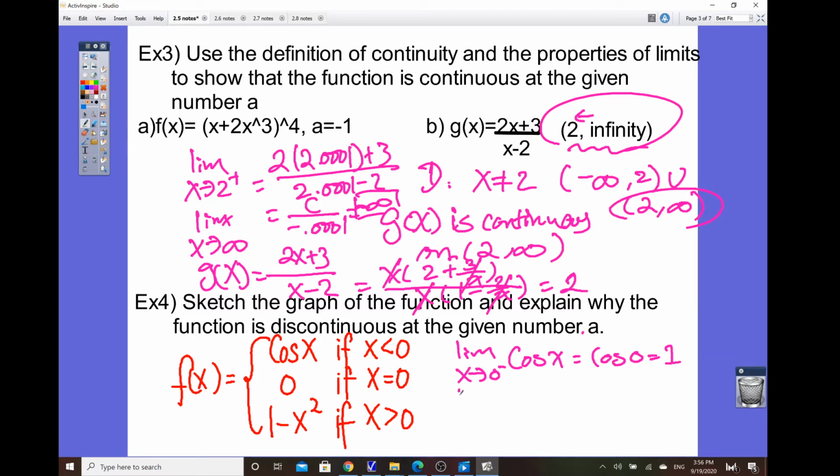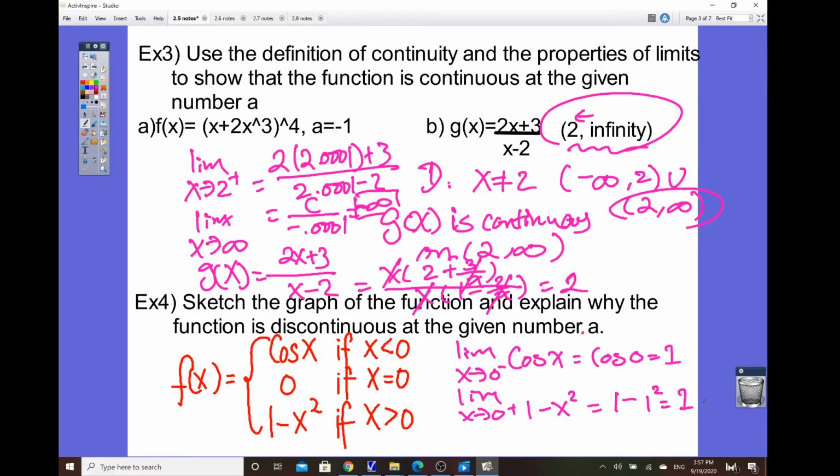Okay. And now what about the limit as x approaches 0 from the right? Well, the limit as x approaches 0 from the right is 1 again, because 1 minus x squared is the one we're using, approaching from the right. So that is 1 minus 1 squared. We're not using cosine anymore. It's 1 minus x squared, the quadratic.